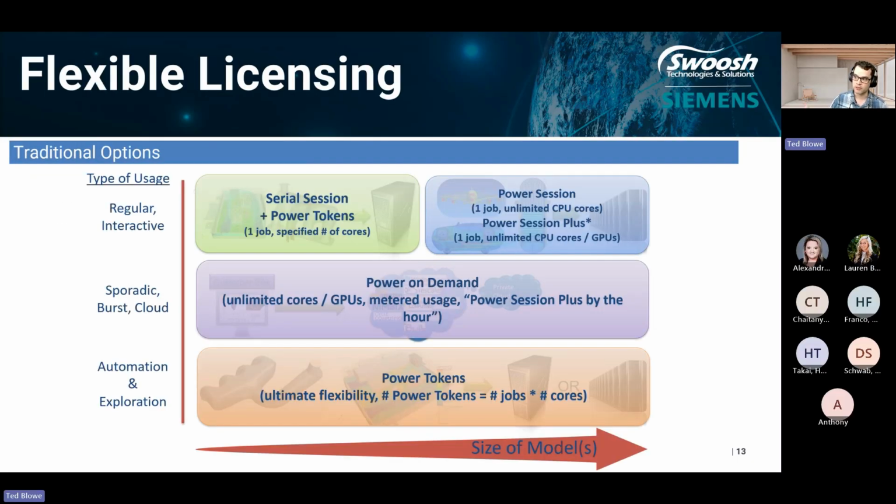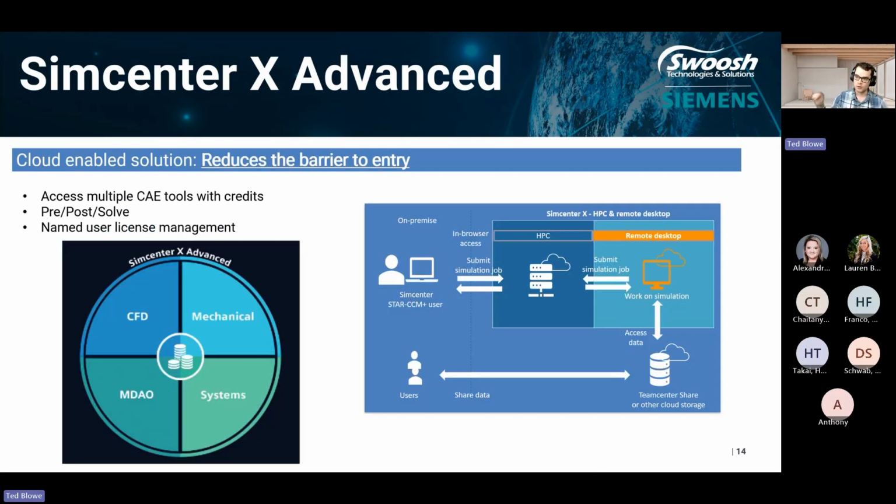Licensing, these are the on-premise licenses, the traditional. There's not one size fits all, so there's various options depending on what your need is, whether it's sporadic or regular use, or if you want to focus on automation. There's a lot of different on-premise licenses, and then a new licensing solution that Siemens has introduced is Simcenter X Advanced, and this is the cloud-enabled solution.